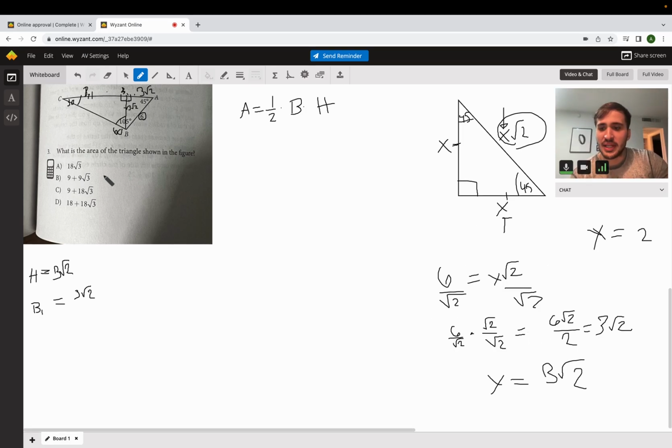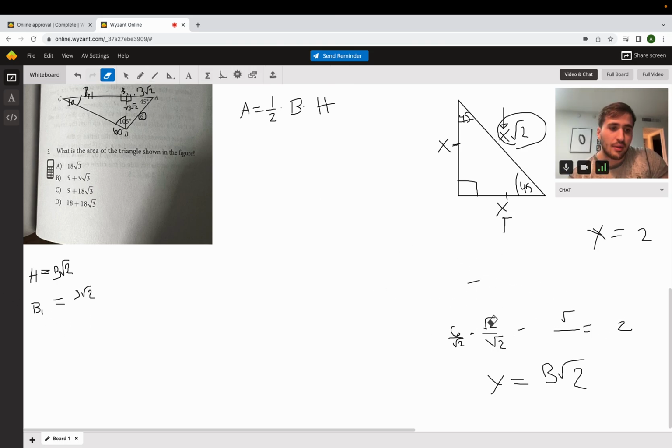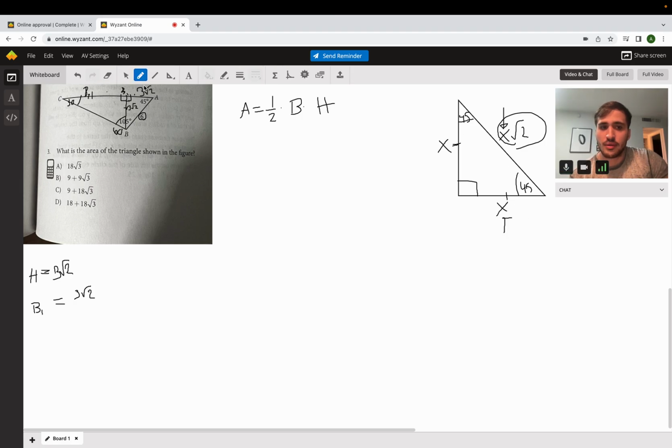So I'm going to go ahead and erase this. We already have the important information, height and base 1. So I'm going to go ahead and erase it. Okay, so actually I'll leave this here. Here are the ratios for a 30, 60, 90. Looks more or less like that.